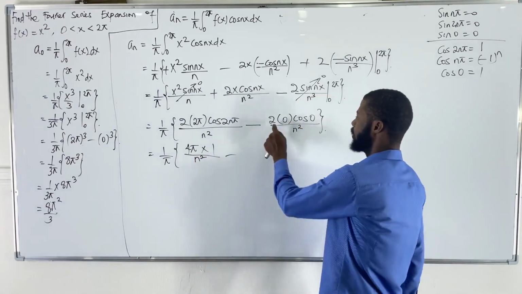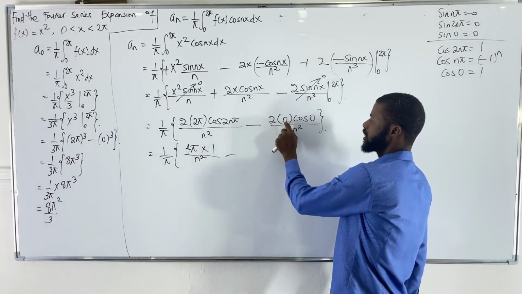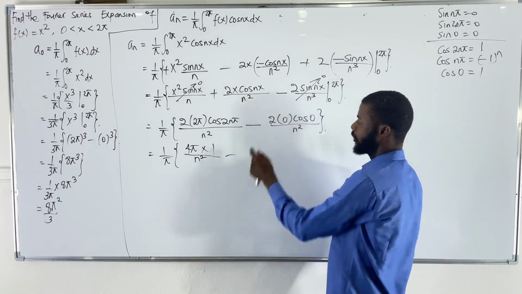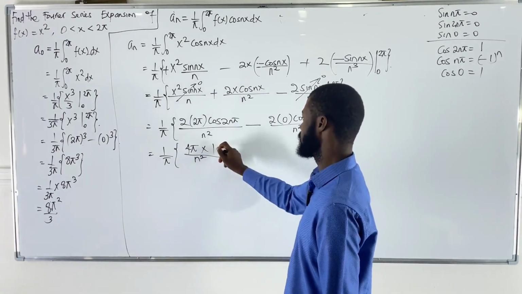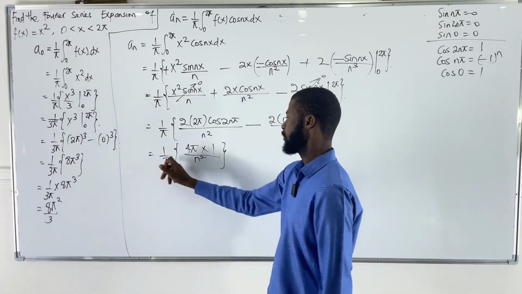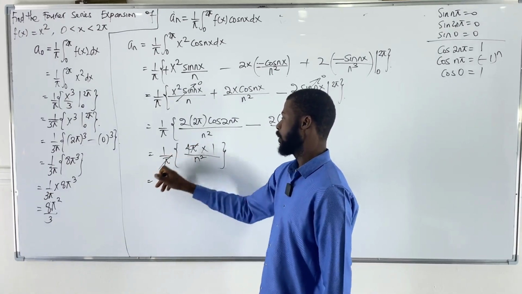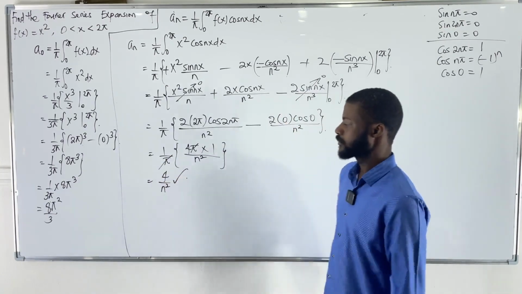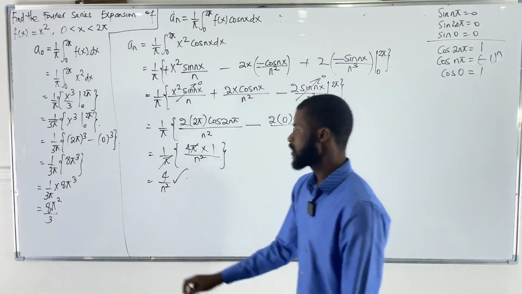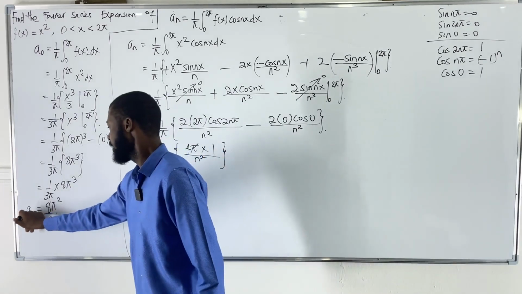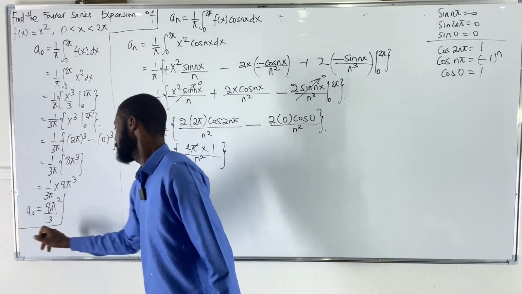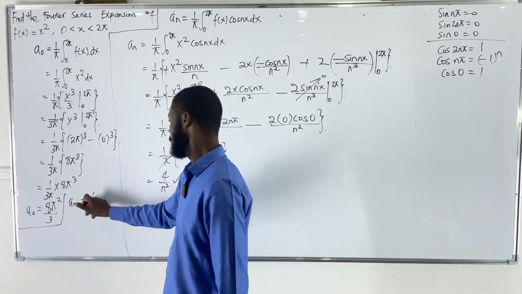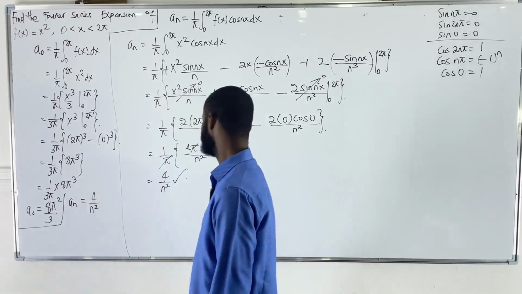And then minus, provided there's a 0 here, 2 times 0 is 0. Every other thing here will become 0, so just take that out. Every other thing there will just be 0. So pi will cancel out pi. What will be left here will become 4 over n squared. That's it. Let me put some of my answers here. So this is a naught. Then a sub n will become 4 over n squared.